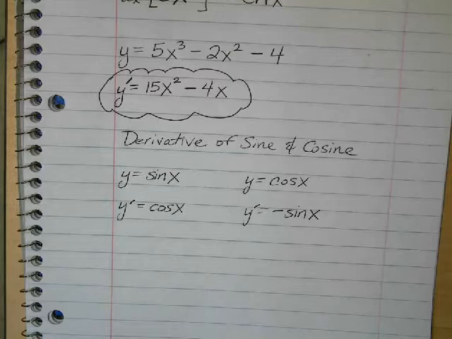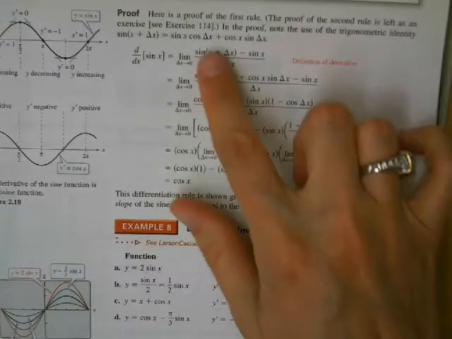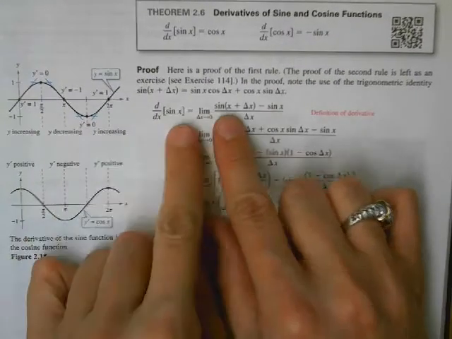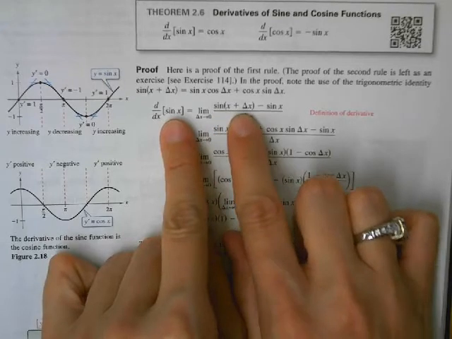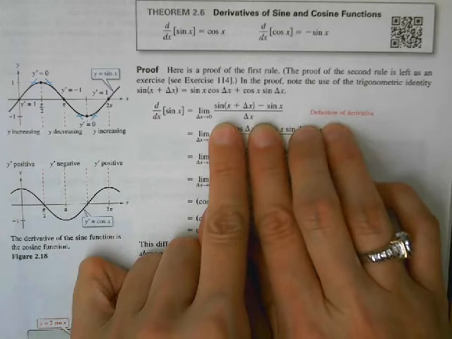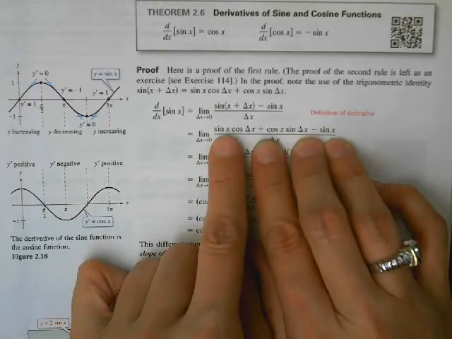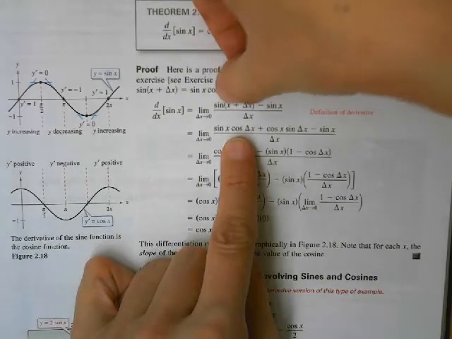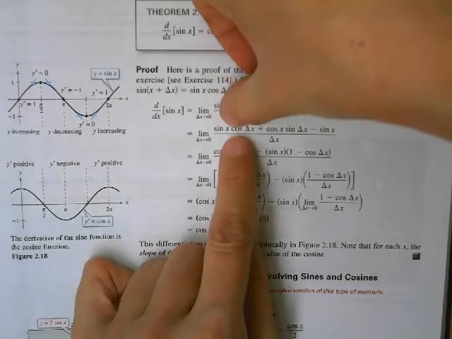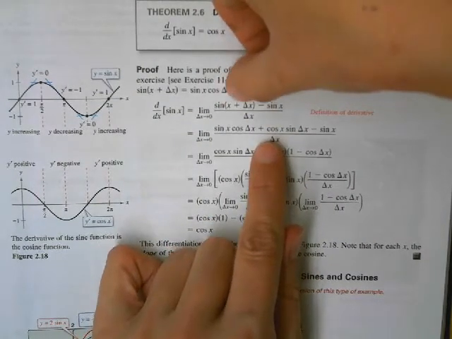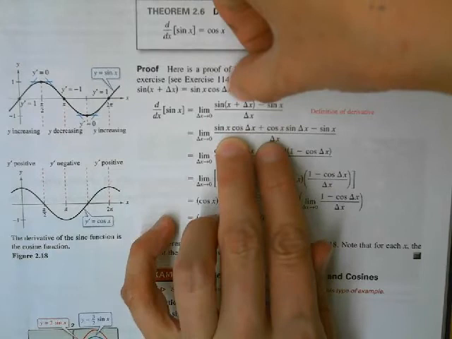I'll find them. Here it is. Here's the proof of the first rule, that the derivative of sine equals cosine. They would do sine of x plus delta x minus sine of x all over delta x. They would do that limit thing we learned. And then that's like sine of a plus b. You learned it was sine a cosine b plus cosine a sine b. It was like a sum rule, a rule you learned in trig.